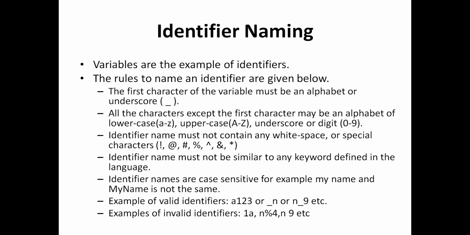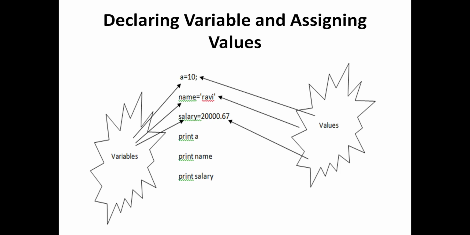Identifier naming. Now, declaring variables and assigning values. Python does not bind us to declare a variable before using it in the application. It allows us to create a variable at the required time. We don't need to declare a variable explicitly in Python. When we assign any value to the variable, that variable is declared automatically. The equal operator is used to assign a value to a variable. Let's check on the screen.